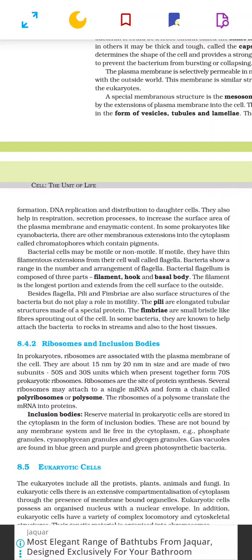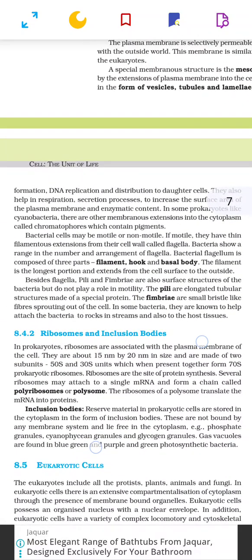In prokaryotes, ribosomes are associated with the plasma membrane of the cell. They are about 15 nanometers by 20 nanometers in size and are made up of two subunits, 50S and 30S units, which when present together form the 70S prokaryotic ribosome. Ribosomes are the site of protein synthesis. Several ribosomes may attach to a single mRNA and form a chain called polyribosome or polysome. The ribosomes of a polysome translate the mRNA into protein.